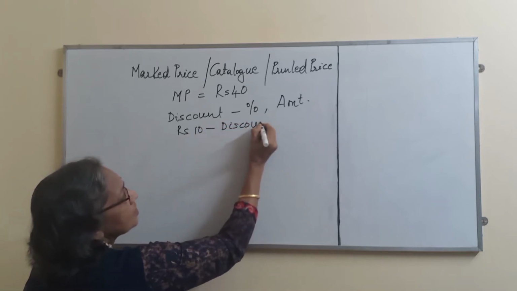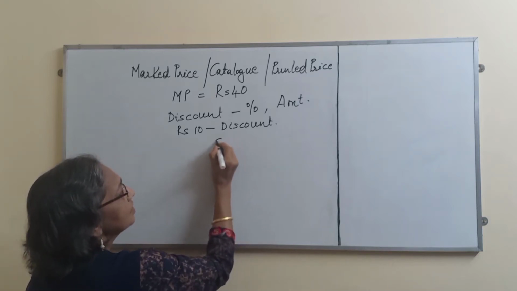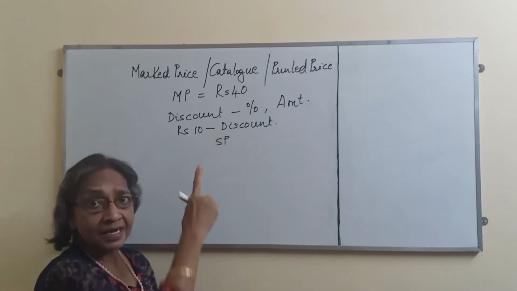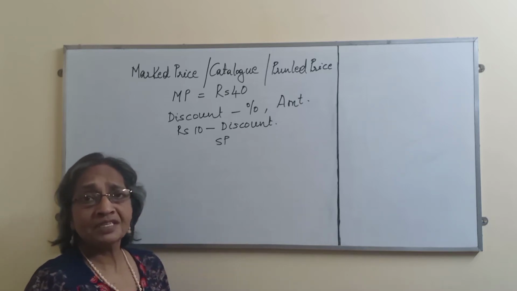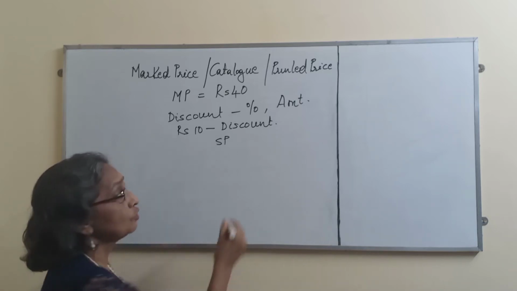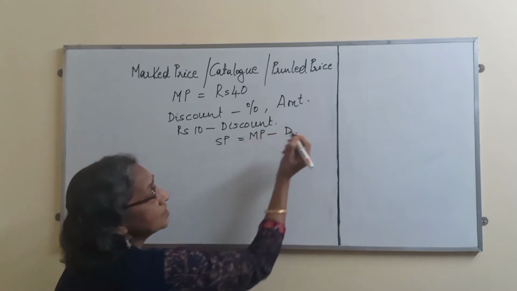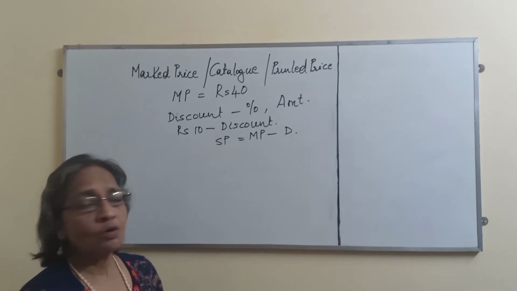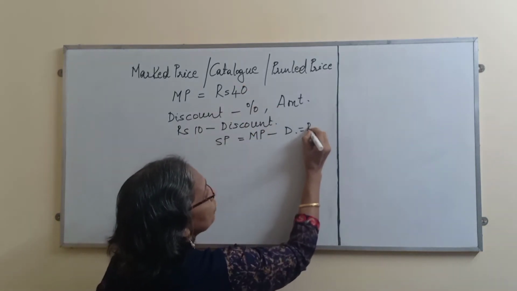So in other words, how much will I pay him? All of you know that the selling price. Now whose selling price will it be? It will be the shopkeeper's selling price, but it will be the cost price for you. That would be the marked price minus the discount. So in this case it will be 40 minus 10, so that will be rupees 30.